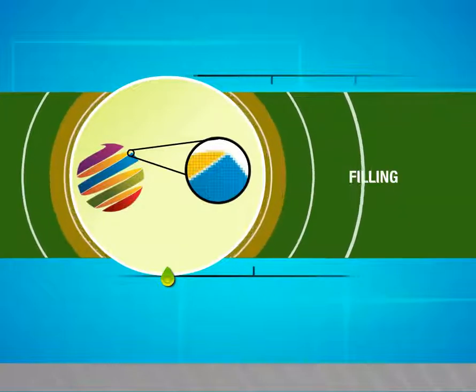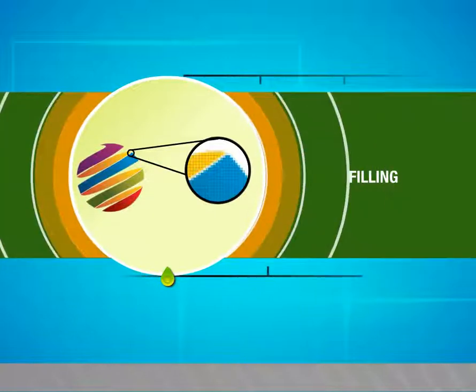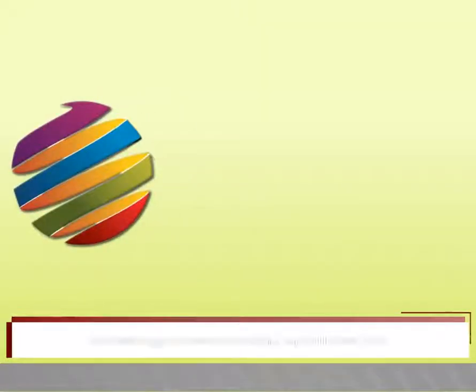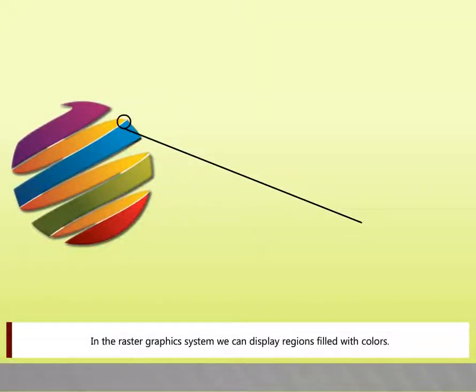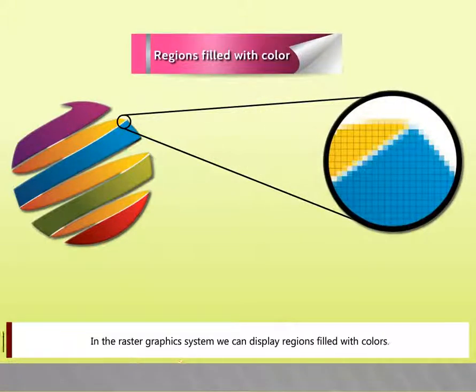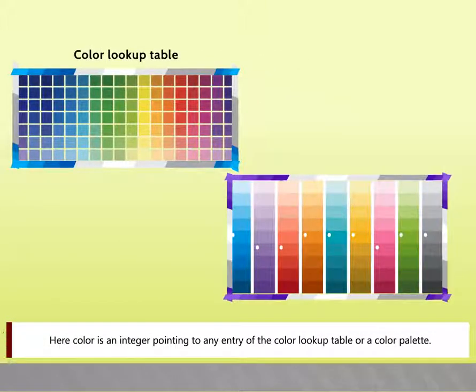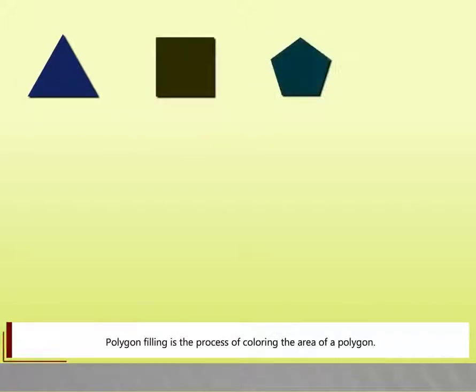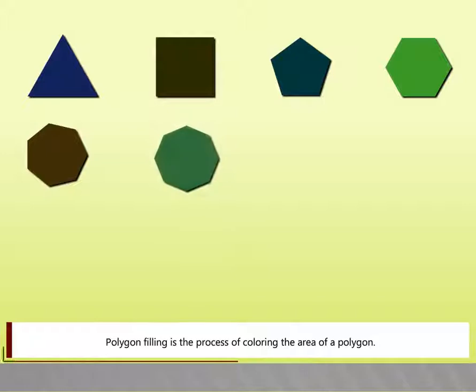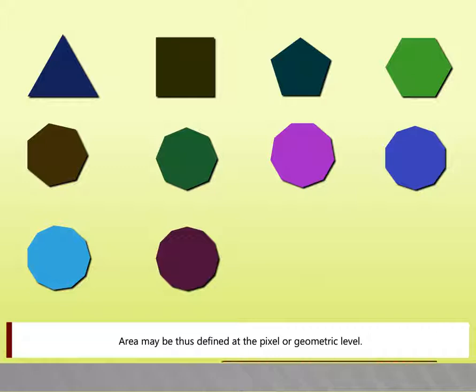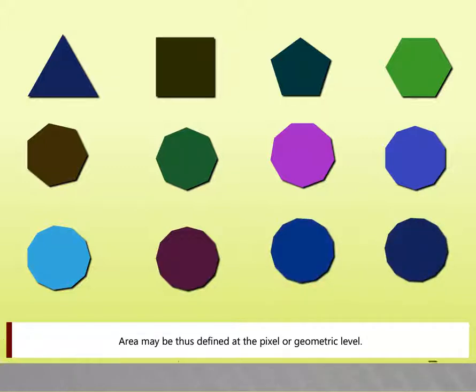Filling. In this video, we are going to see about filling. In the raster graphic system, we can display regions filled with colors. Here, color is an integer pointing to any entry of the color lookup table or a color palette. Polygon filling is a process of coloring the area of a polygon. Area may be thus defined at the pixel or geometrical level.